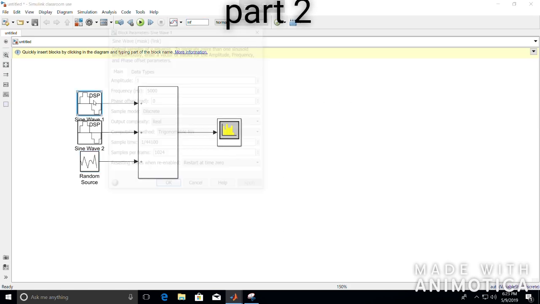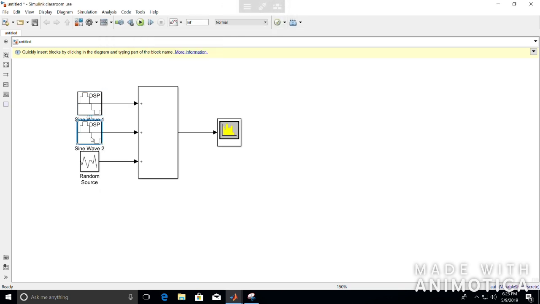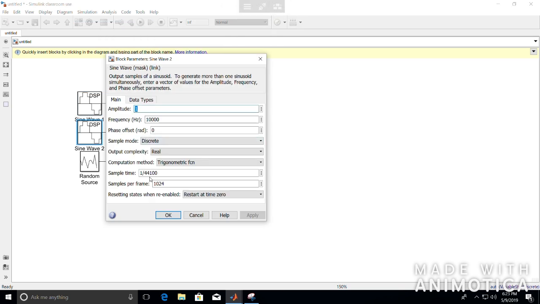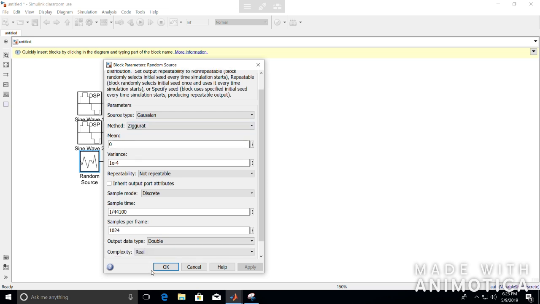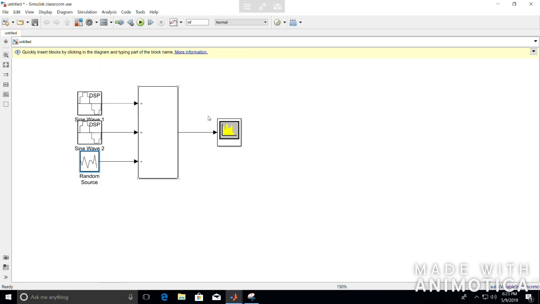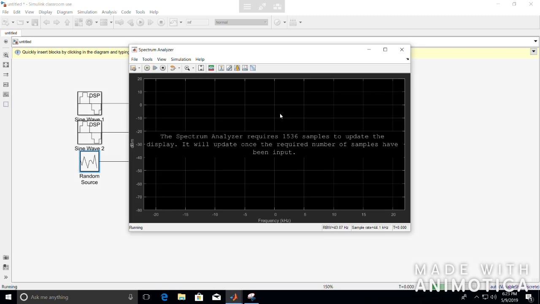In part 2, we analyzed a signal using frequency domain. We did this by combining two sine wave signal blocks and a random source block through an add block into a spectrum analyzer. The block parameters were set to the values that were given to us in Table 3 of the Lab 5 handout. In the first part, we set sine wave block 1 to 5 kilohertz and sine wave block 2's frequency to 10 kilohertz.